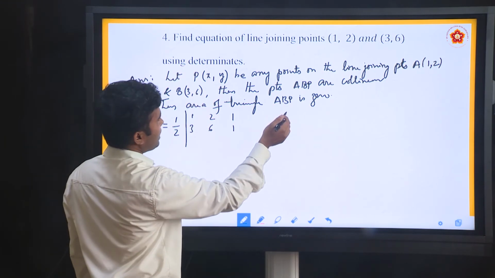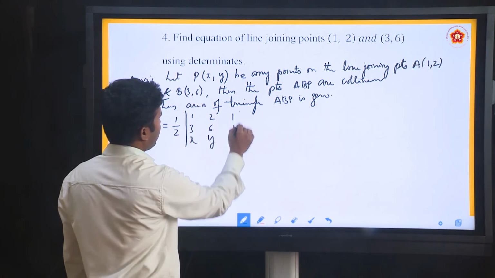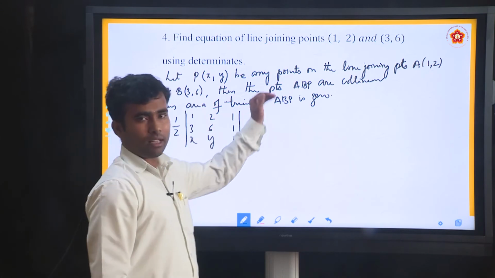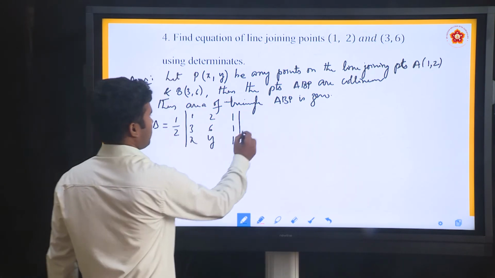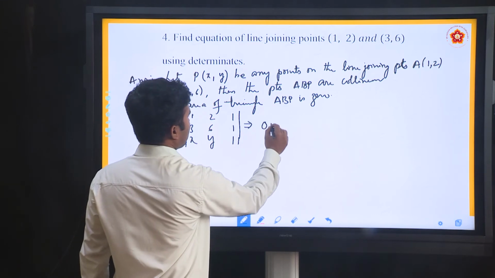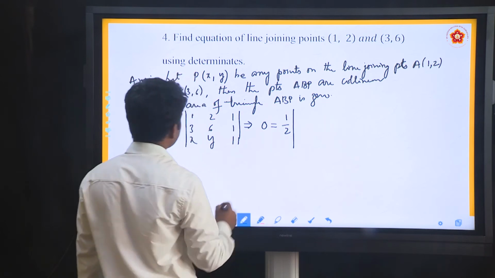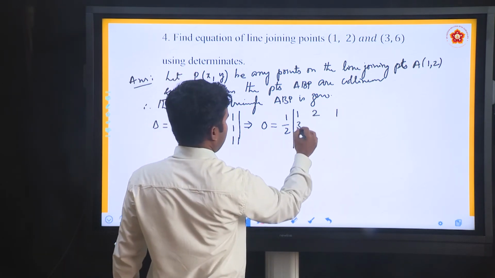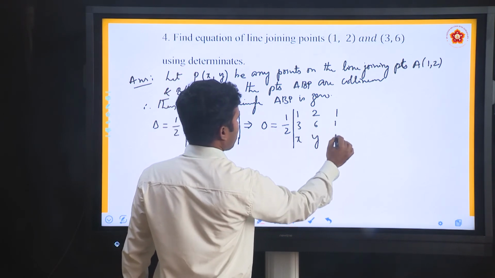and then x, y, 1. Since all the 3 points lie on the line joining the points, the area of the triangle, that is delta, becomes 0 here. Delta becomes 0, which is equal to half into the determinant 1, 2, 1; 3, 6, 1; x, y, 1.